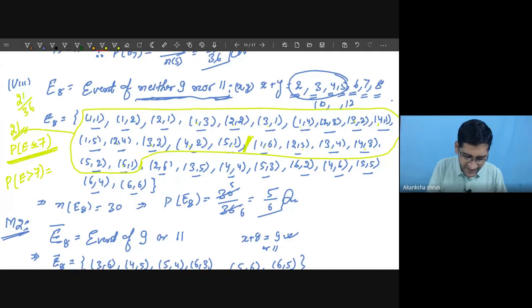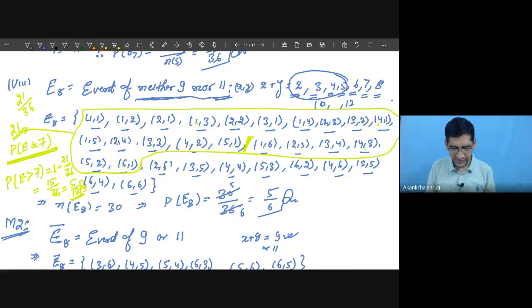The question was less than 7. We had counted there less than 7, but we shall count for less than or equal to 7. So greater than 7 can be obtained by 1 minus 21 by 36. You may get this as 36 minus 21, as 15 by 36. Yes, you are correct. It is 5 by 12. This is the correct answer.